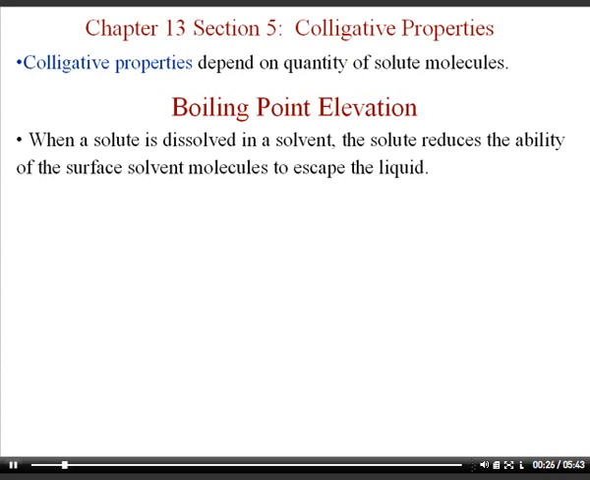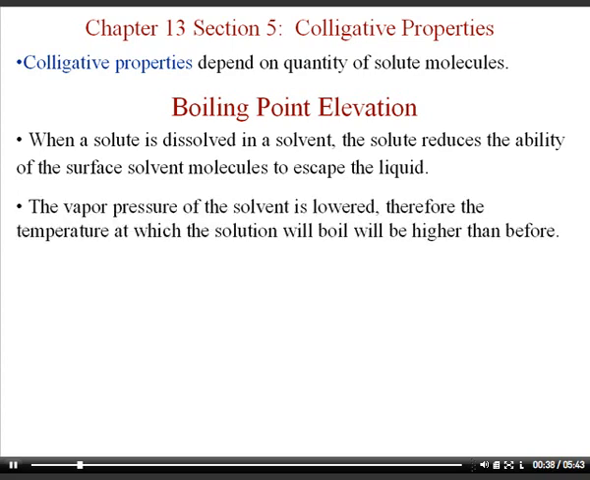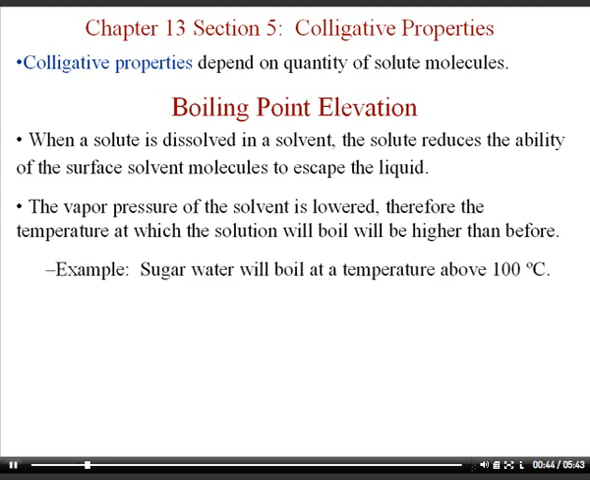Whenever you add a solute, let's say sugar or salt, into a solvent, such as water, it's going to reduce the ability of the molecules to escape the liquid and turn into a gas. So the boiling point is always going to be higher than before. So basically the vapor pressure of the solvent is lowered. Therefore it's going to boil at a higher temperature. So if you had sugar water, it's always going to boil at a temperature above 100 degrees.